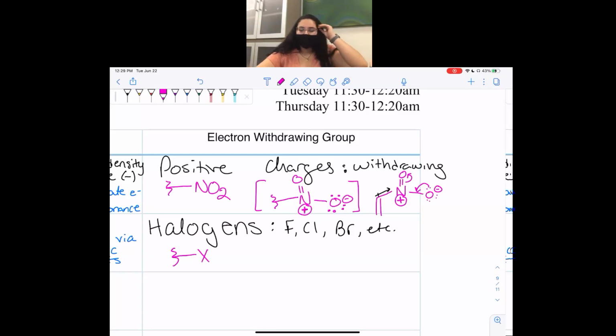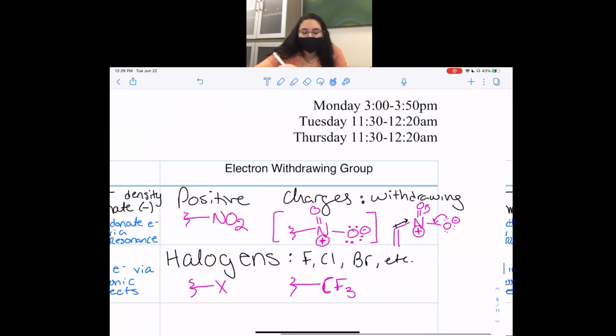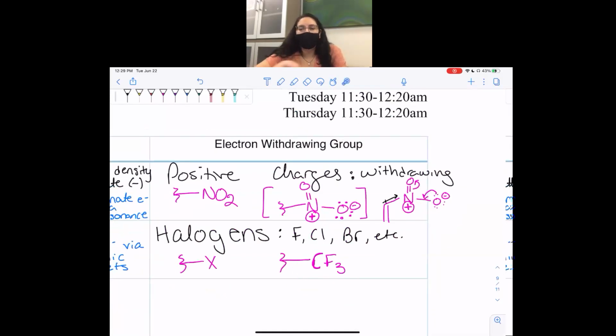Don't apologize. Okay, so we can have either just one halogen directly attached, or we can have something like CF3. And CF3 is super, super, super withdrawing, right? This is 3 fluorines on 1 carbon. That's going to withdraw a lot of electrons. Whereas the halogen itself, just by itself, is a little bit withdrawing, but it's nothing insane.